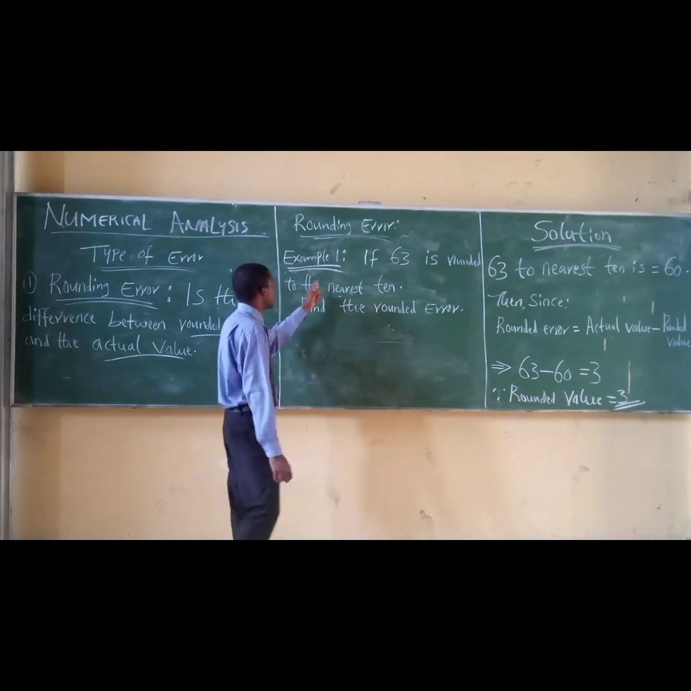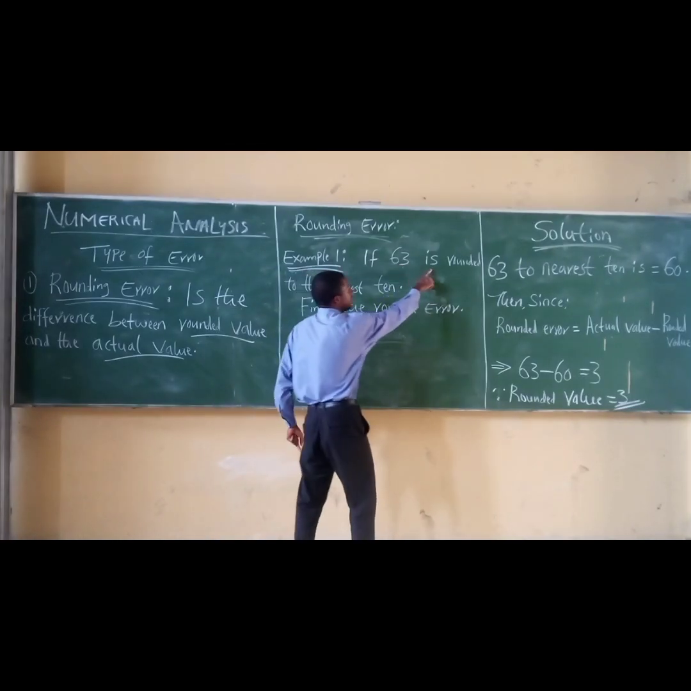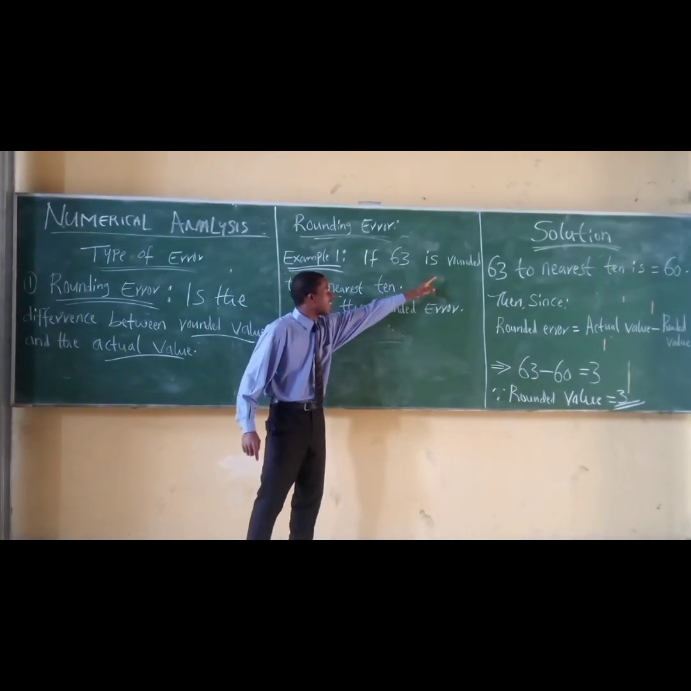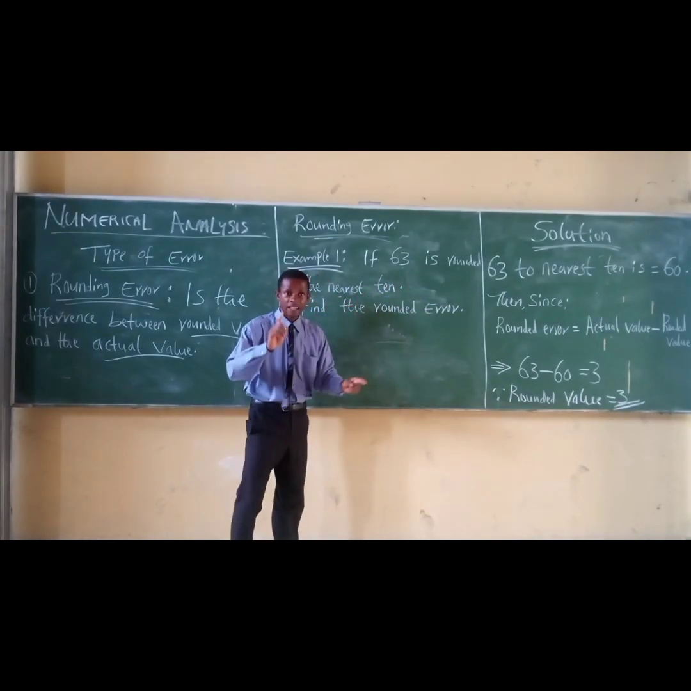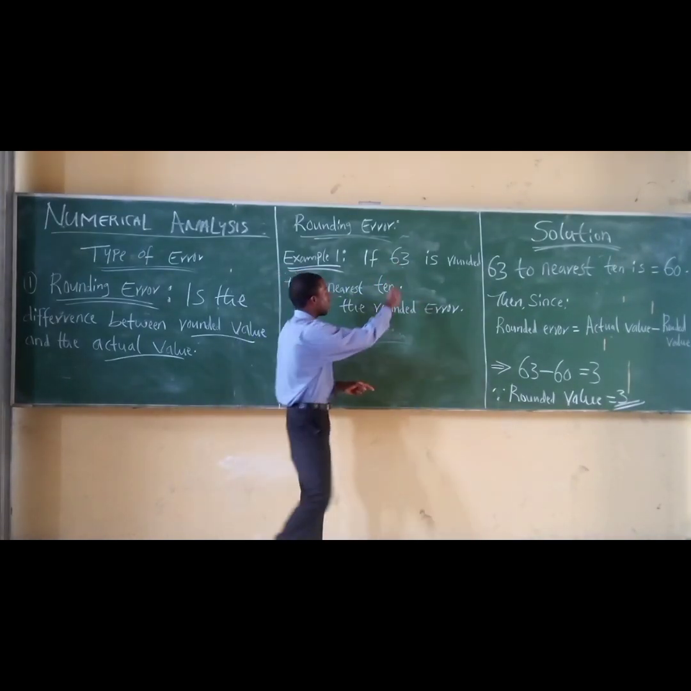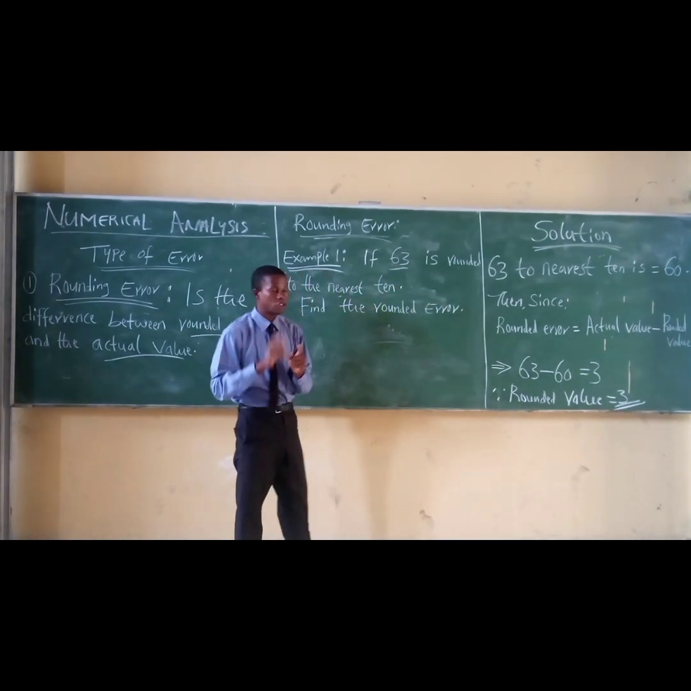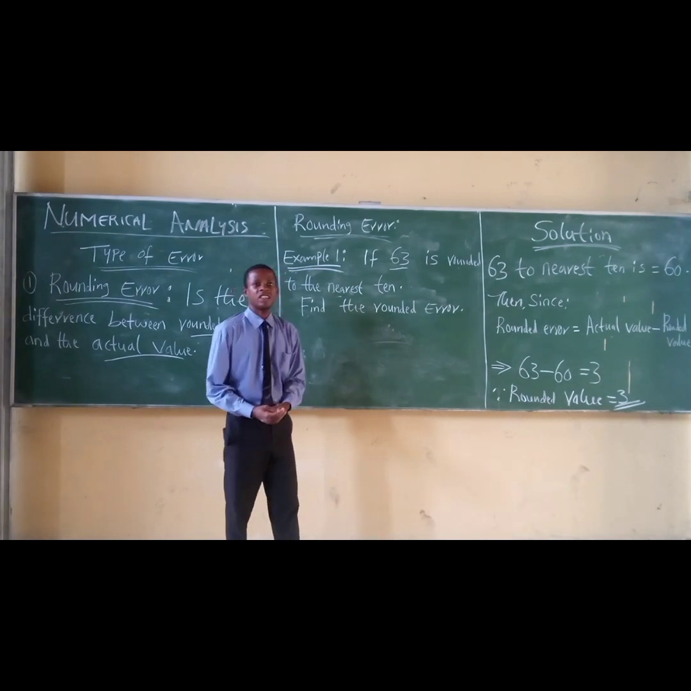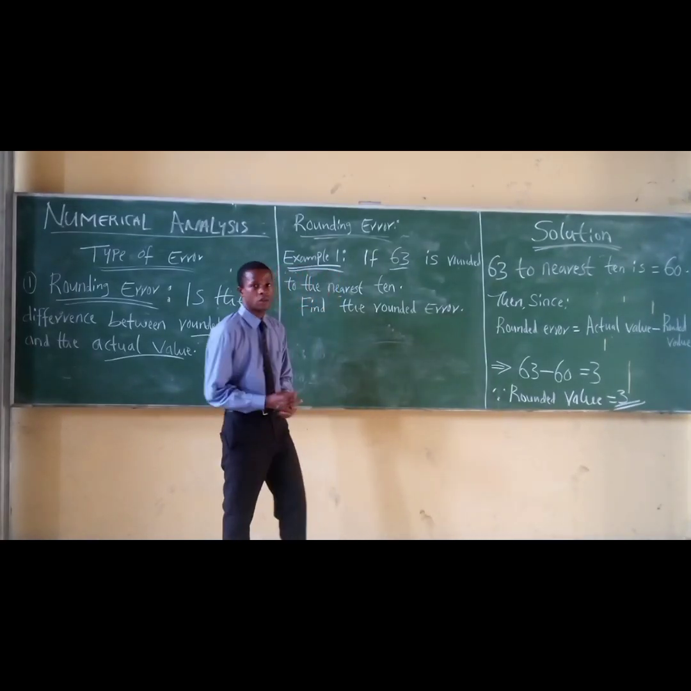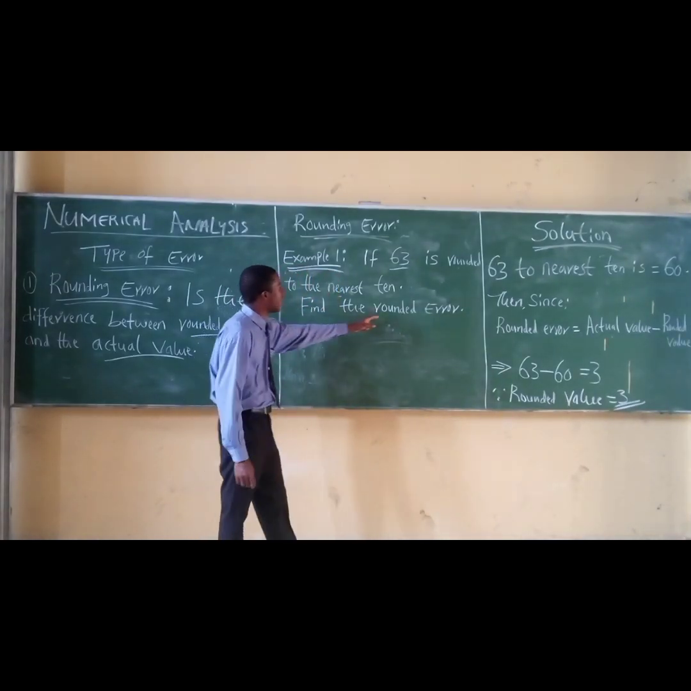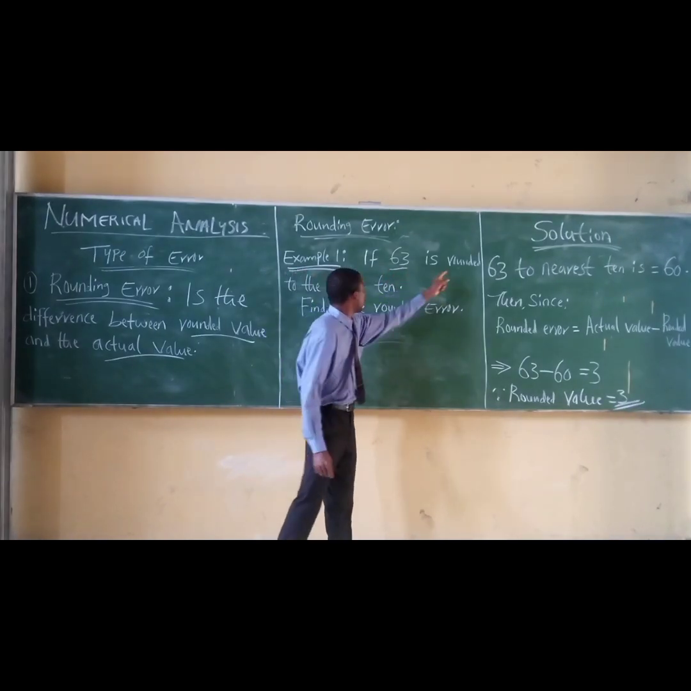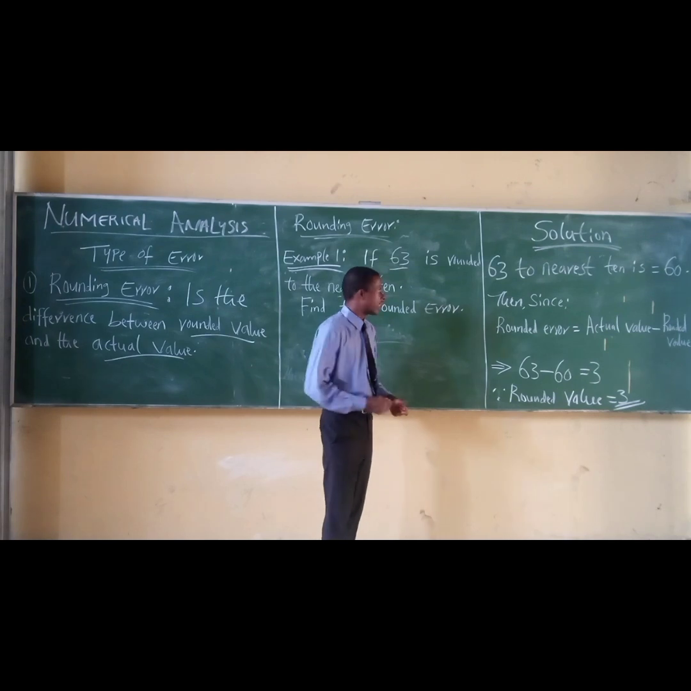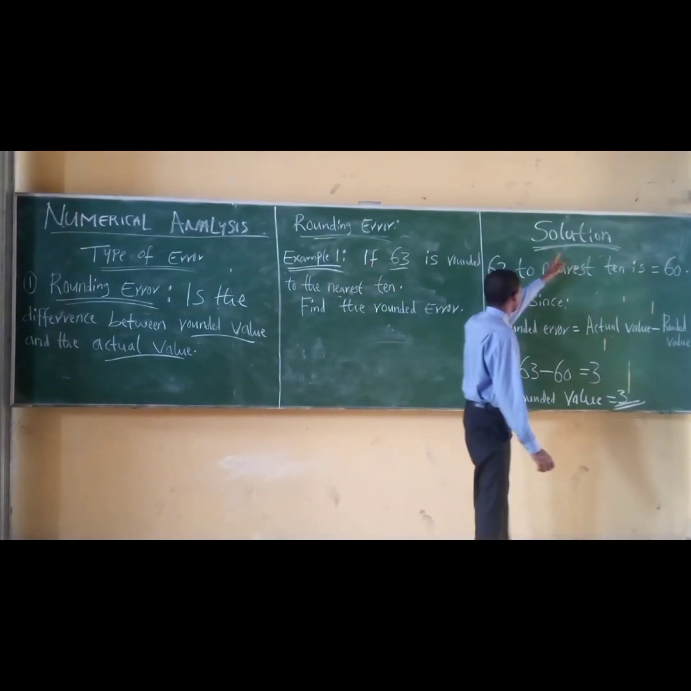Example 1 says: if 63 is rounded to the nearest 10, find the rounding error. Pay attention. This 63 is our actual value that we have from the question. When we round to the nearest 10, what does it mean? I'm going to show us what it means. How do you find the rounding error? Let's look at it.